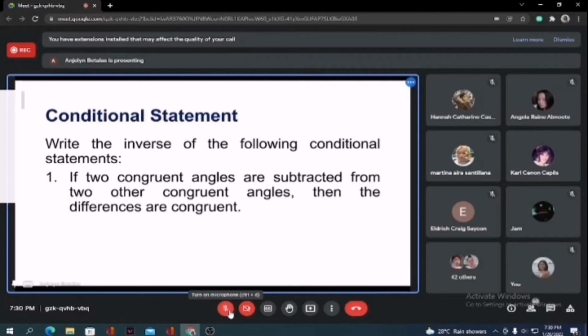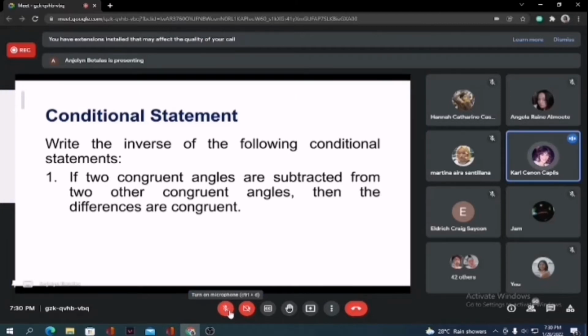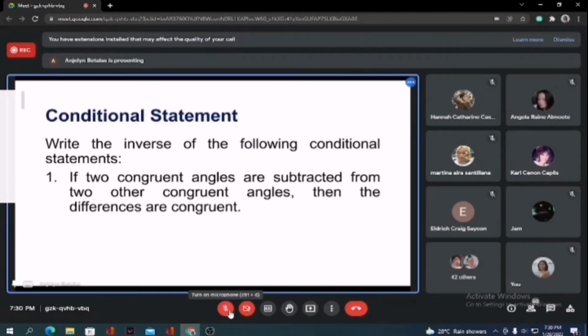Go, Carl. If two not congruent angles are subtracted from two other congruent angles, then the differences are not congruent. Okay. If two non-congruent angles are subtracted from two other congruent angles, then the differences are congruent. So, bisayon na to ha, ang duha daw kuno nga dili congruent angles i-subtract sa congruent nga angles, two other congruent angles.